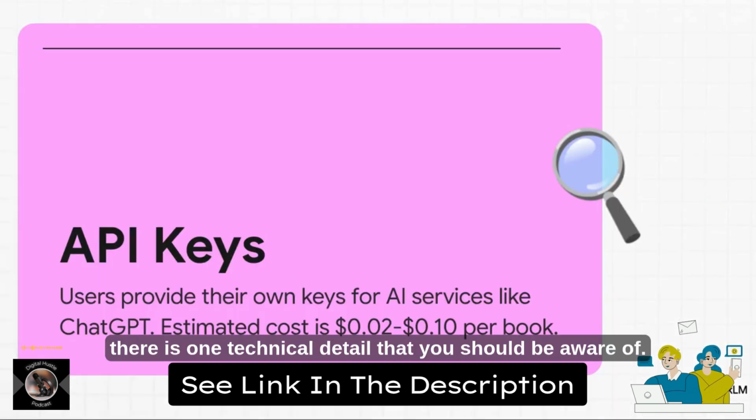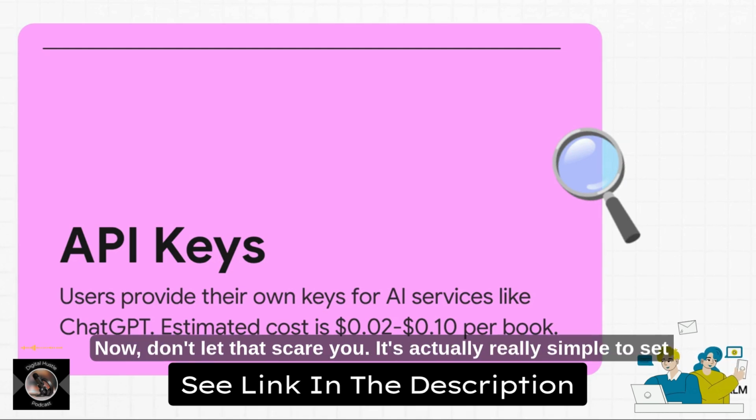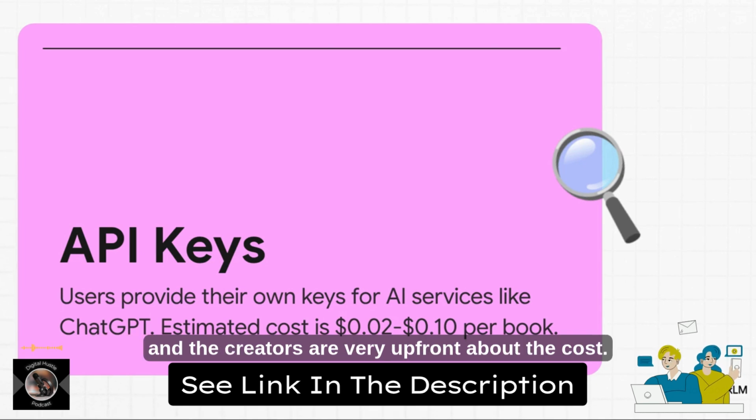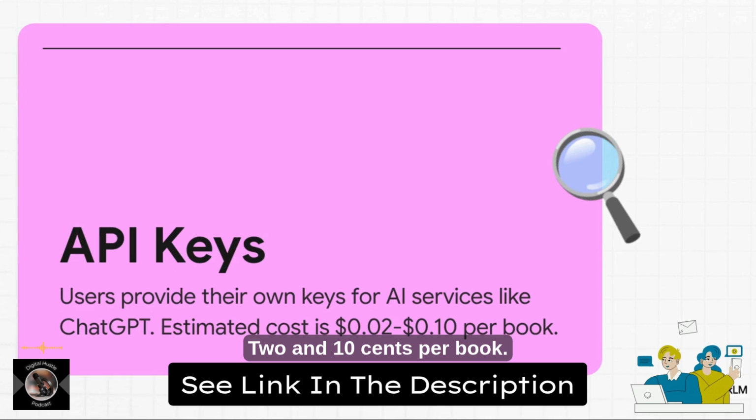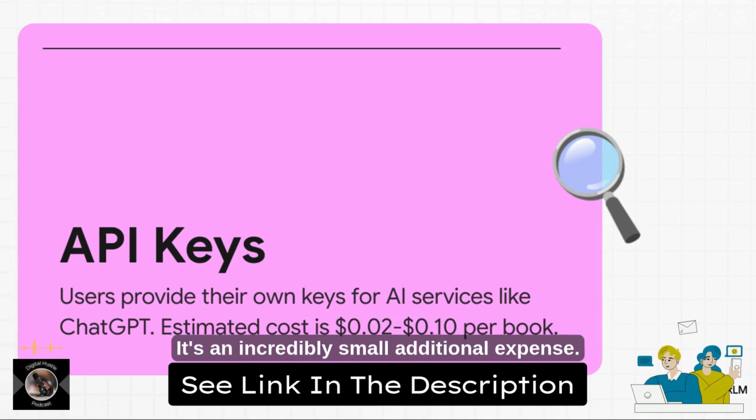Now, there is one technical detail that you should be aware of. The system works by connecting to AI services like ChatGPT and DALL-E, and to do that, you need to use your own API keys. Now, don't let that scare you. It's actually really simple to set up, and the creators are very upfront about the cost. They estimate it'll only cost you between 2 and 10 cents per book. So we're talking pennies to create an entire book. It's an incredibly small additional expense.